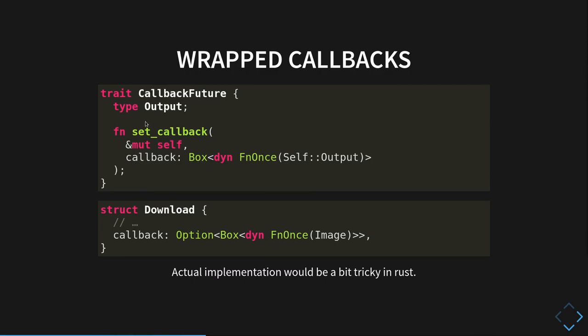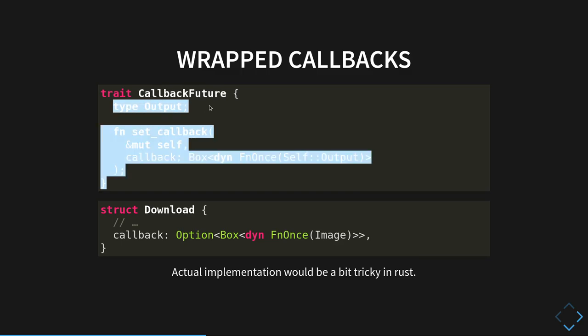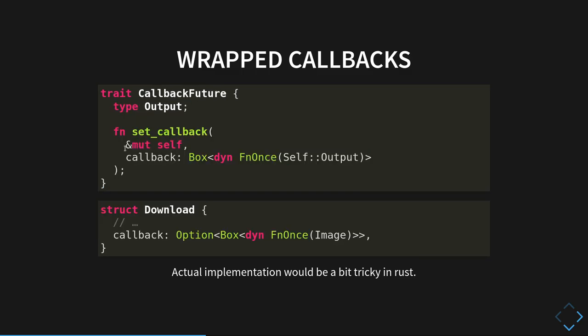Then what's done a lot as a step up from callbacks is to take the callback and put it into your future. This is kind of how JavaScript does it. Let's say we would have a trait CallbackFuture with an associated type for the output type, and then a method that takes a callback that will be called once the operation has finished. And for example, you would implement your download operation in some way where it takes the callback and stores the callback so it can be called once it's done.